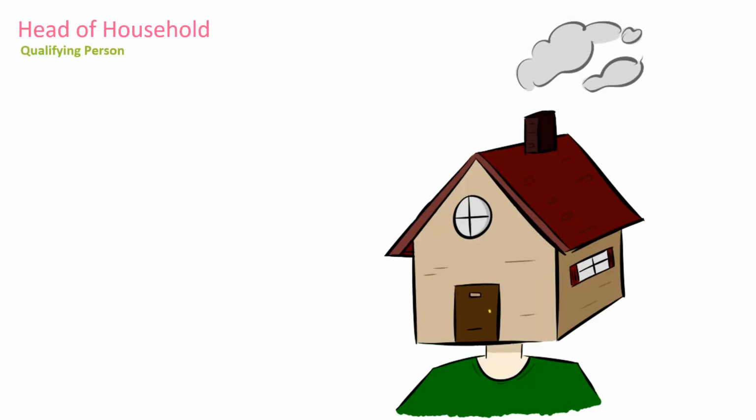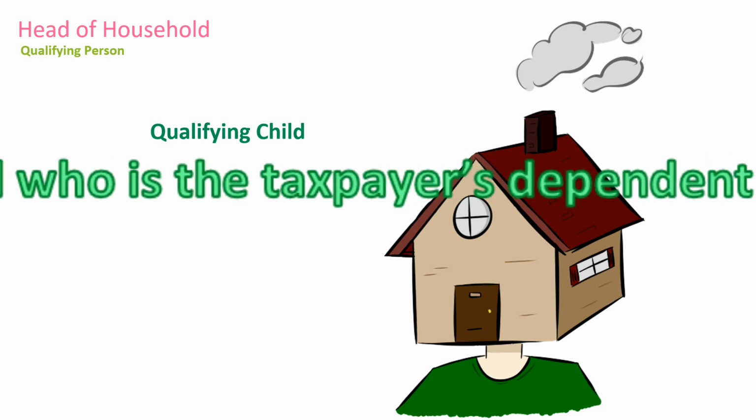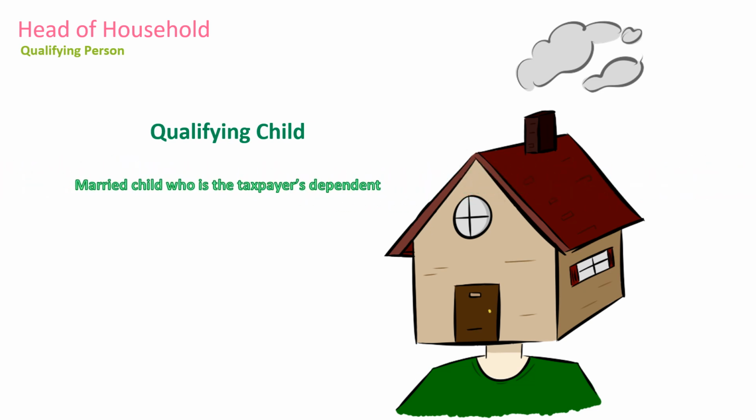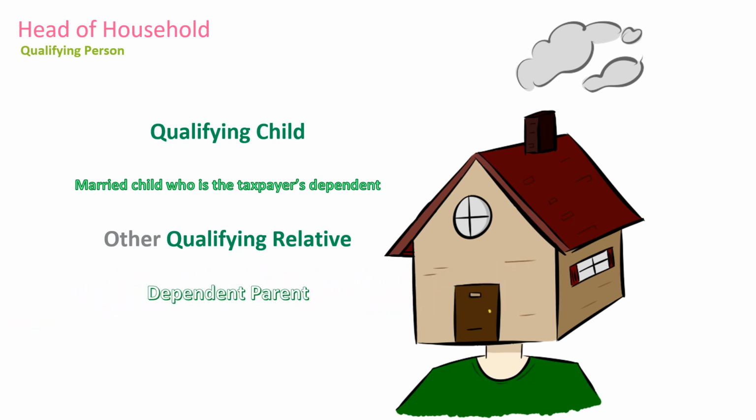A qualifying person for head of household must be related to you. Don't worry too much about these terms right now. We will explore them in detail later, but they must fall into one of these categories. First is a qualifying child, which is typically your child or your grandchild that lives with you at least more than half the year and that you care for. This can also be your married child that you can claim as a dependent. Other qualifying relatives include your older children and other relatives like aunts, uncles, nieces, and nephews that you can claim as dependents. And last, your dependent parent can also be a qualifying person for head of household.